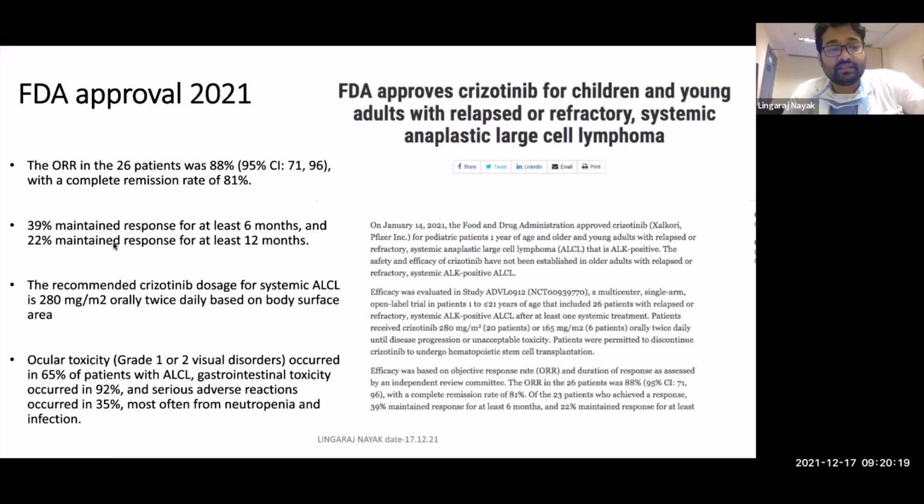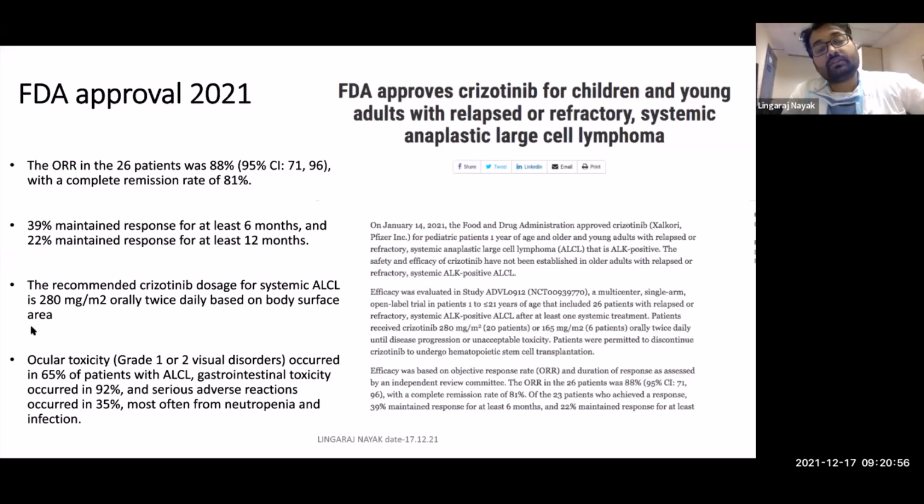And the interesting thing about the response is 80% attained CR, but what is the durability? 39% maintained up to 6 months, only 22% maintained up to 12 months. So the durability of response is a concern, though they achieve excellent CRs. The recommended dose was 280 milligram per meter square twice daily. That's a little higher dose as compared to that used in lung. That's why the toxicities are also very high. Ocular toxicities occur in 65% of patients, and 90% of patients develop GI toxicity. So adverse reactions are high because of the higher dose.